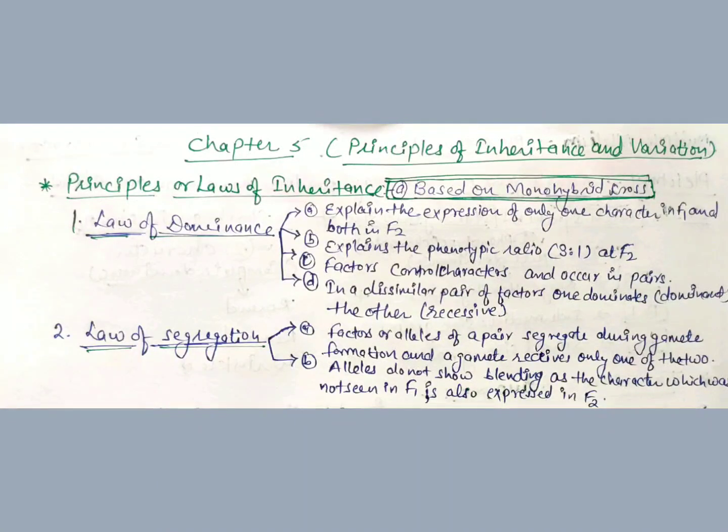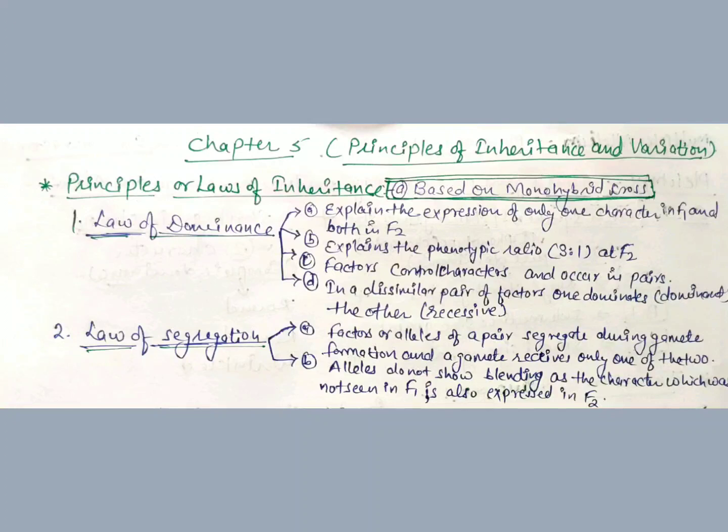So let's get started. Based on the observation on monohybrid crosses, Mendel proposed two general rules. One was the law of dominance and one was the law of segregation. The law of dominance explains the expression of only one character in F1, that is the dominant character, and both in F2, dominant as well as recessive. It explains the phenotypic ratio 3:1 at F2.